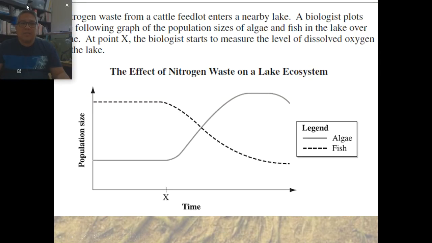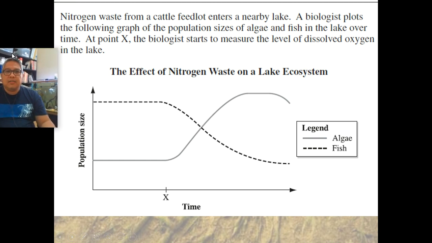Nitrogen waste. Nitrogen waste from a cattle feedlot enters a nearby lake. A biologist plots the following graph of the population size of algae and fish in the lake over time. At point X, the biologist starts to measure the level of dissolved oxygen in the lake. So you will see here, as the amount of algae grows, solid line, the number of fish goes down.